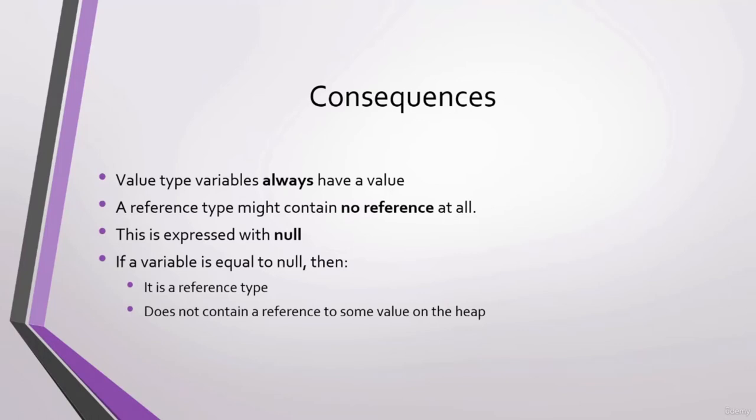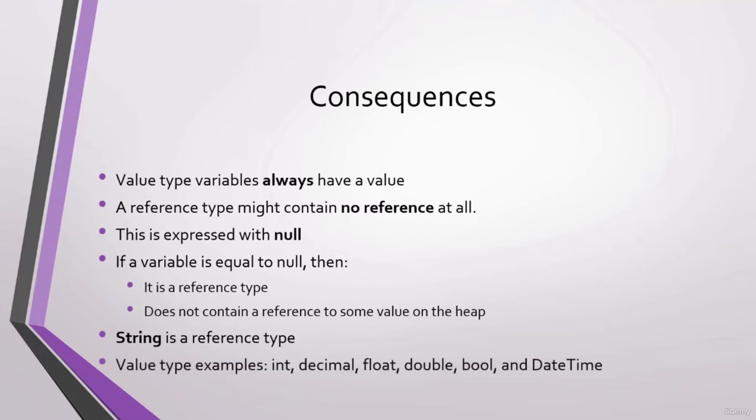In the previous video, we saw that the default value of a string data type was nothing. This nothing is actually null, and therefore, a string is a reference type. For value types, some examples are int, decimal, float, double, bool, and datetime. These types cannot be assigned null, since null means no reference and value types do not hold references.